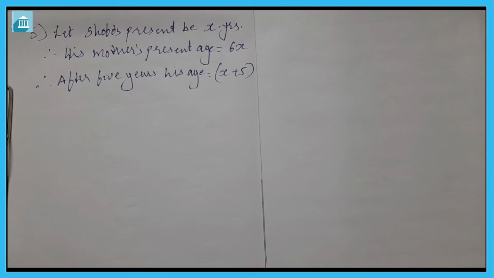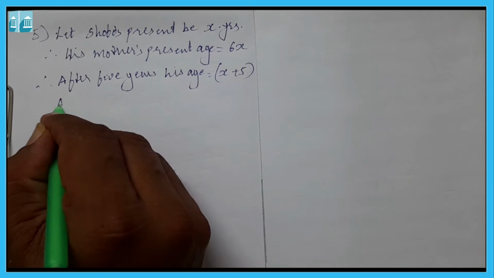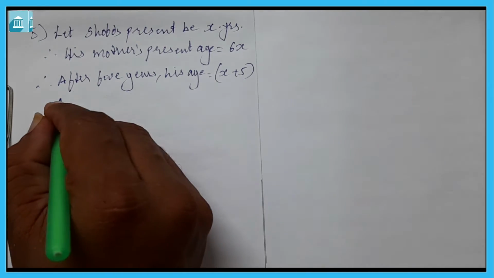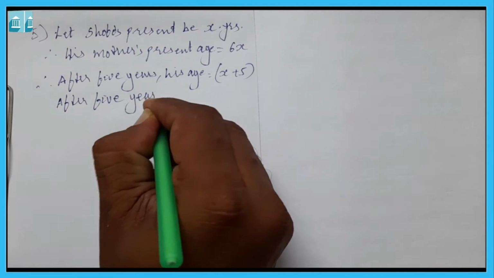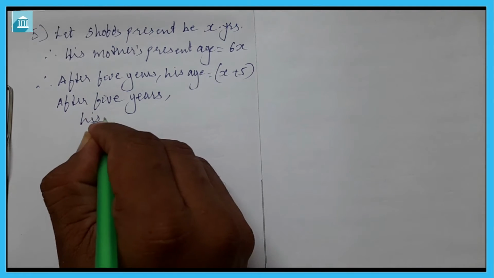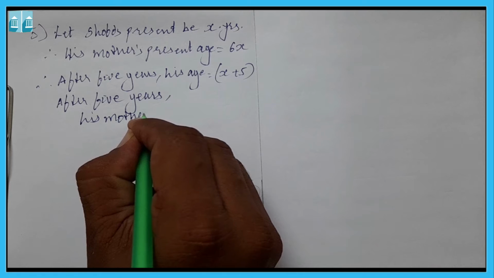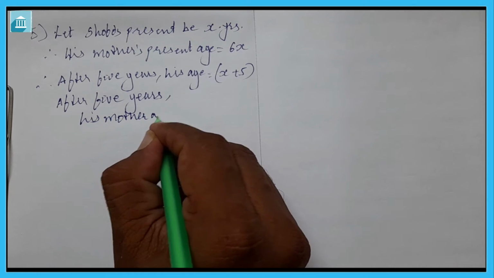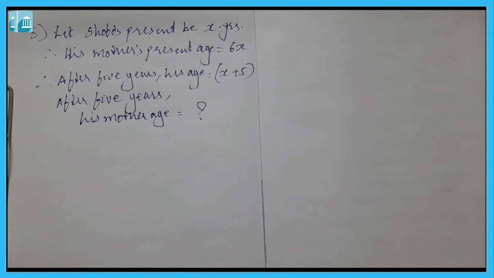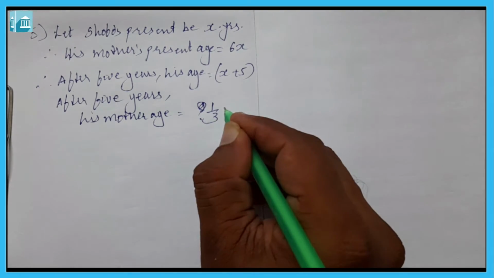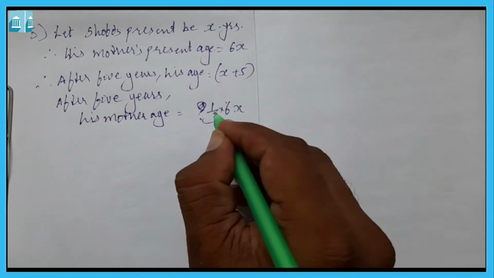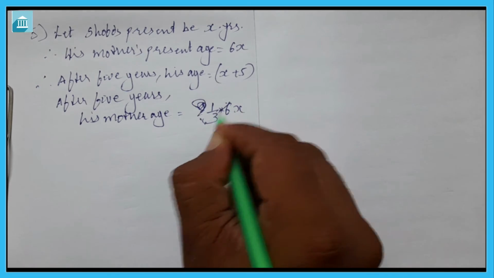Now it is given that it is 1/3 of his mother's present age. So after 5 years his age, and we have to find out his mother's age. According to the question it is 1/3 of 6x, or we can find it out here also.